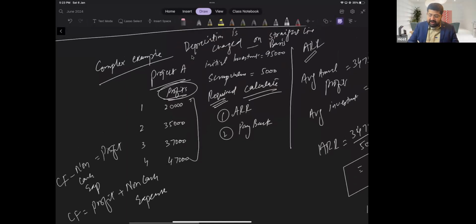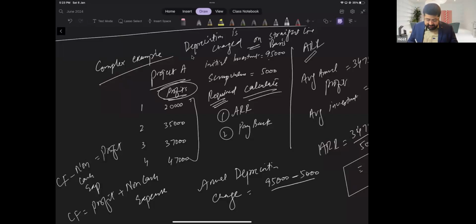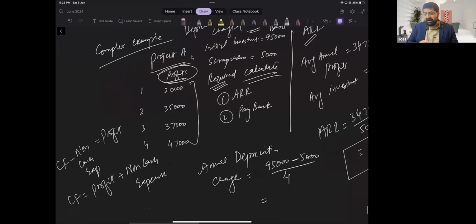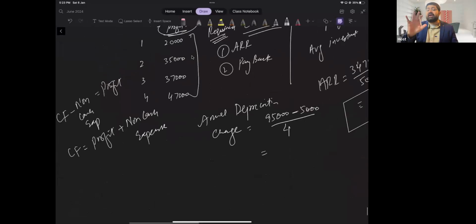So depreciation is straight line basis. So the annual depreciation charge we need to calculate here. 95,000 initial investment. Now this is from F3. Straight line method, minus scrap value divided by life. The straight line method of depreciation you have studied in F3: initial investment minus scrap value divided by life. 22,500. Right?